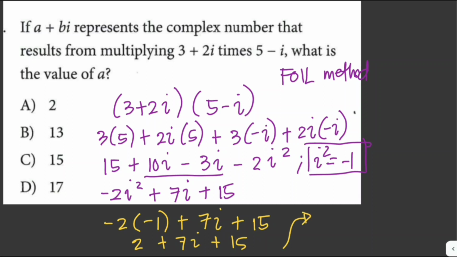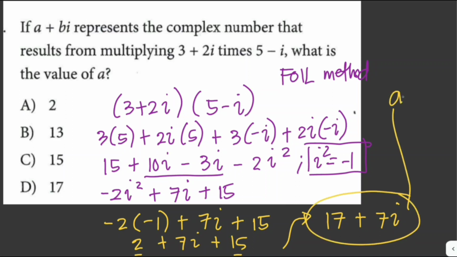Then simplifying further, 2 plus 15 is just 17 plus 7i. So this is in the form a plus bi. Therefore, the value of a here is 17. So the answer here is letter D.